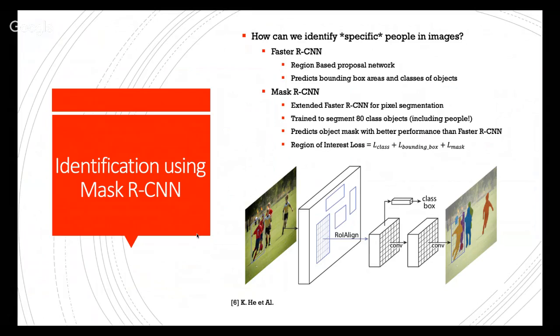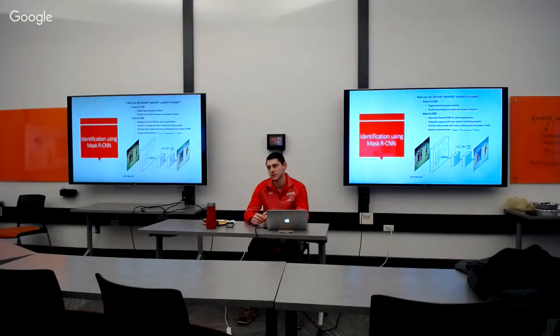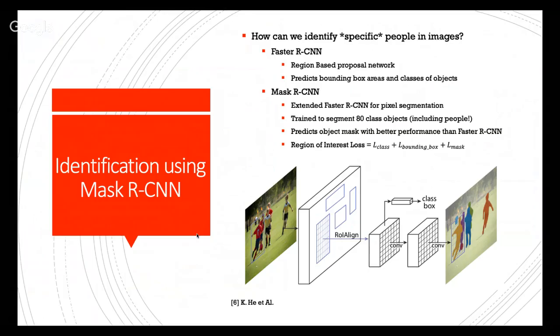So this network was originally trained to do this for 80 different classifications, and they found that this approach, where you're actually identifying the segmentation of the object, performs better than simply identifying the bounding box, even though it's a harder problem. And to train it, they took into account the loss from the class prediction, the bounding box accuracy, and the mask, which is your segmentation.